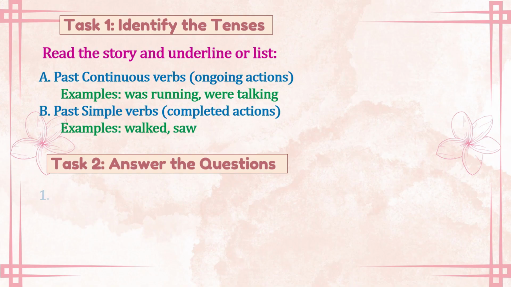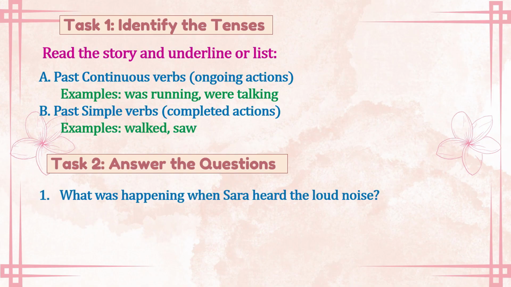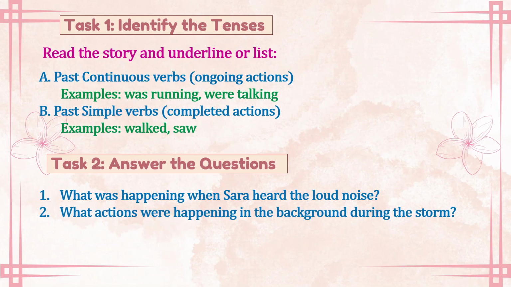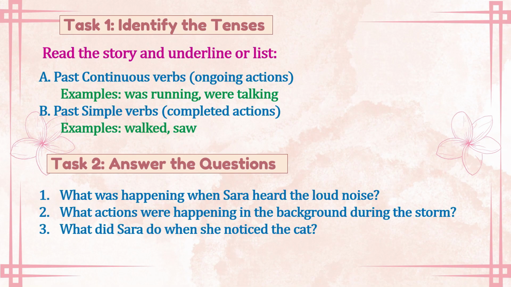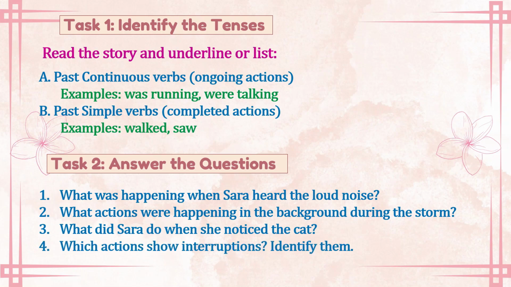Task number 2 is to answer the questions. Number 1. What was happening when Sarah heard a loud noise? Number 2. What actions were happening in the background during the storm? Number 3. What did Sarah do when she noticed the cat? And the last question is, which actions show the interruption?